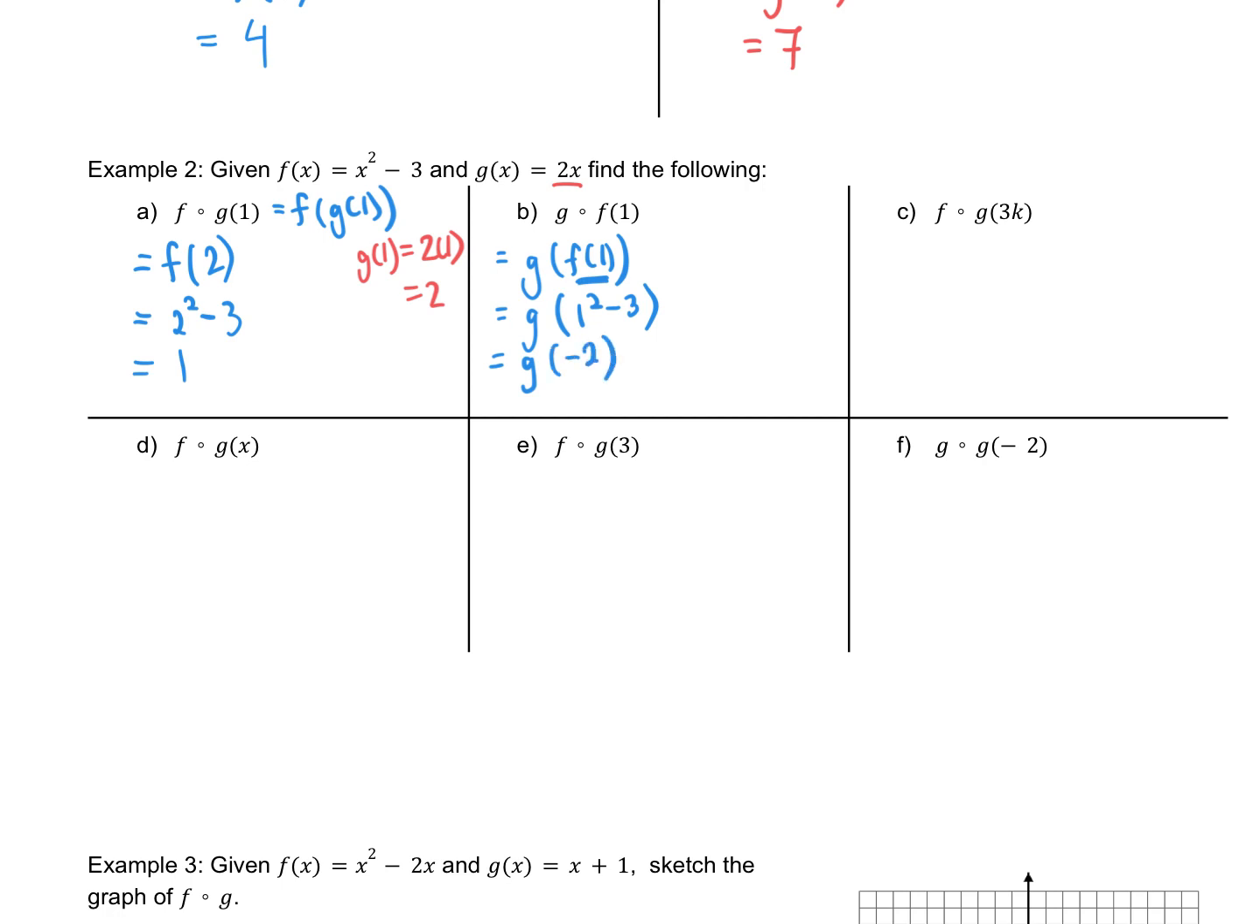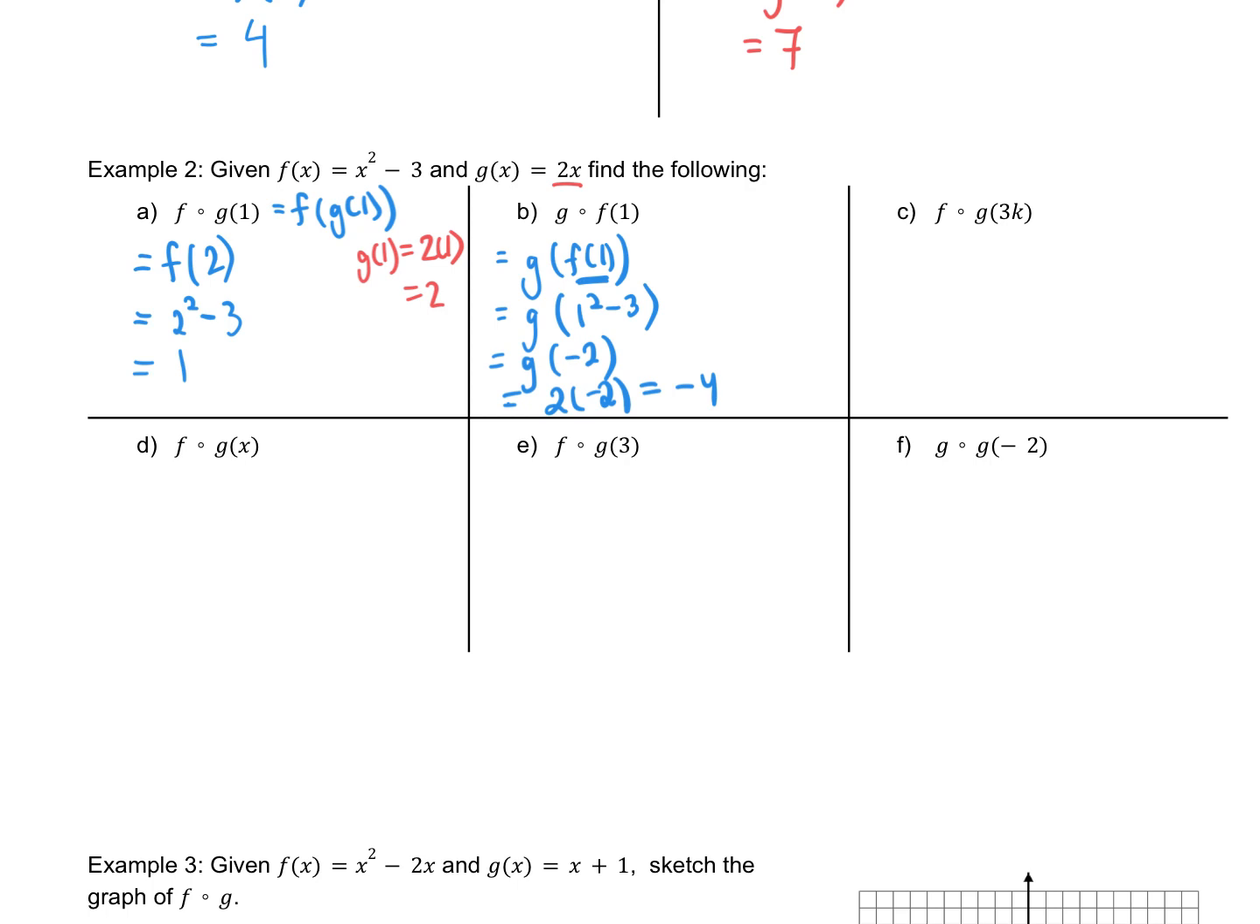1 squared is 1, minus 3 is negative 2. So now I can do g at negative 2. Well, function g just tells me to take 2 and multiply it by the x. So 2 times negative 2 is negative 4. And you can show your work however you'd like. You can do it in 2 steps like I did in A, or you can do it all in one go like I did in B.